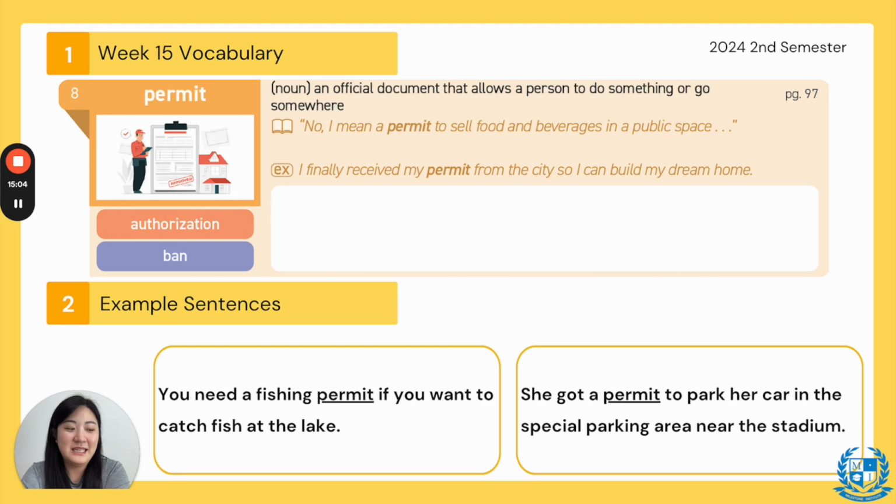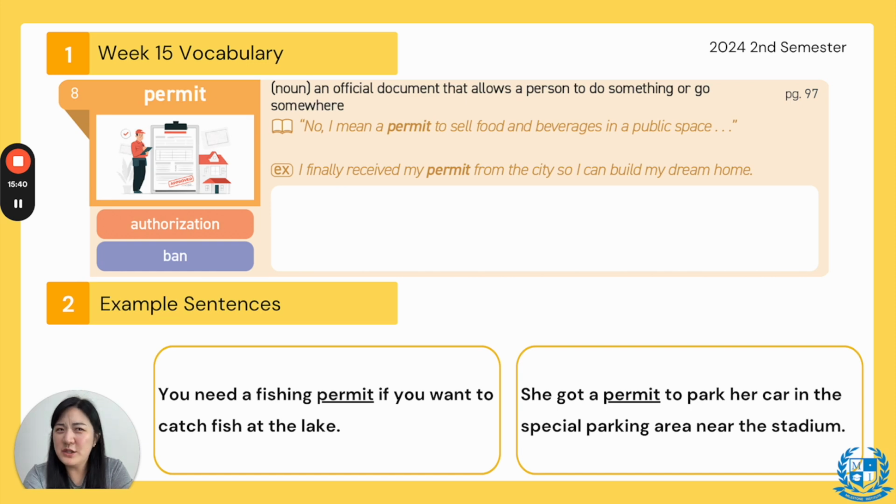That's when I believe Evan was trying to sell his lemonade somewhere where he was not allowed to and he needed a permit. Do you remember? Let's read the example. 1, 2, 3. I finally received my permit from the city so I can build my dream home. So maybe you own a piece of land, but you can't just build anything on top of it. You need a permit from the city, from the government, from the town hall. Over here, it says you need a fishing permit if you want to catch fish at a lake.